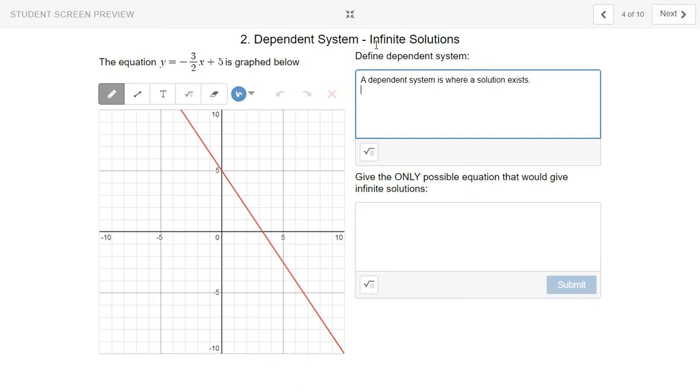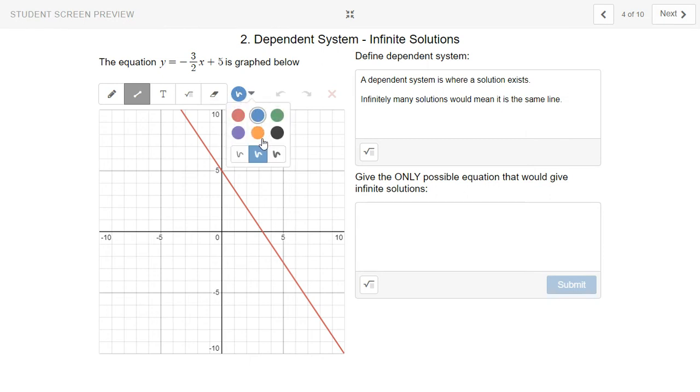In this case, when we have infinitely many solutions, it would mean that we have the same line. Infinitely many solutions would mean it is the same line. So let's say I had another line, and it was directly on top of this.